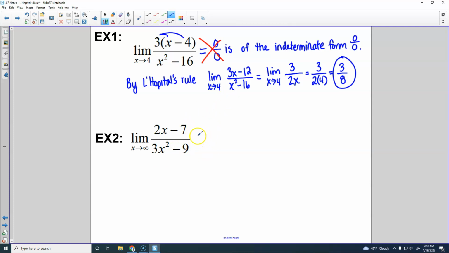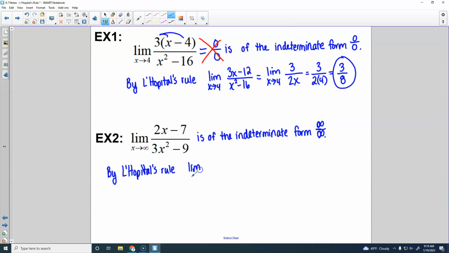So this time we would say this is of the indeterminate form, 0, I'm not, gracious me, infinity over infinity. So we can say by L'Hopital's rule.